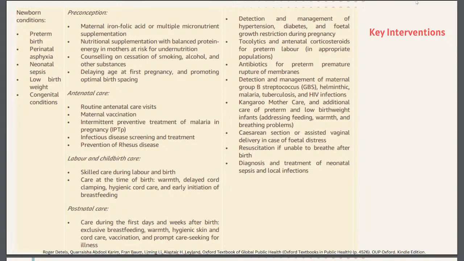So despite all of this, if we have a baby which is not up to the mark in terms of biological or other indicators, these are the interventions that have to be done so that the baby has better chances of survival. Then cesarean and assisted vaginal delivery, because cesarean sections might be indicated in some cases; not every baby can be saved by a simple vaginal delivery. So availability of cesarean section and assisted vaginal deliveries in case of fetal distress, at the right time and at the right place, is obviously going to prevent deaths. Resuscitation if unable to breathe after birth.